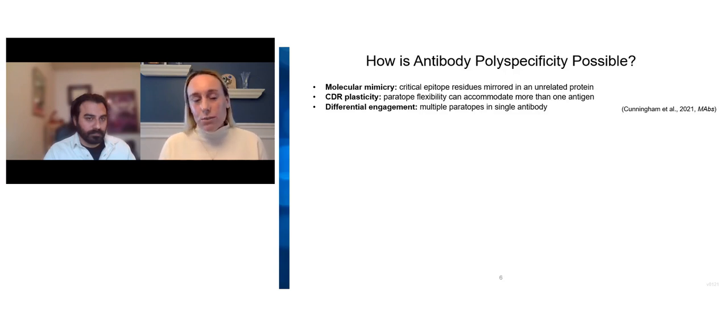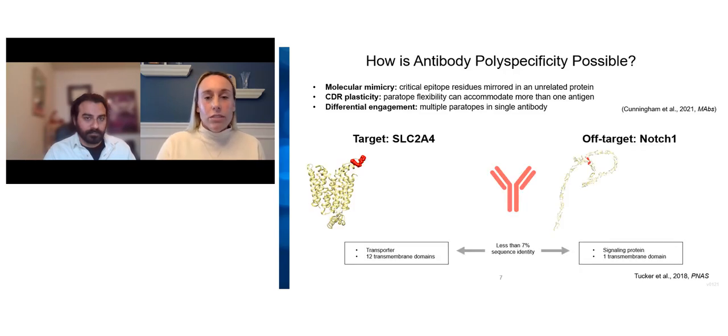In our own studies, we've actually come across an interesting example of molecular mimicry in our own lab. We generated a panel of antibodies against a target called GLUT4, or SLC2A4. And when we profiled this antibody, we found a really unexpected off-target binding interaction to a protein called Notch1. GLUT4 and Notch1 are not family members, they're very unrelated. And if you look at the structure, they're also not very similar at all, and they share less than 7% in sequence identity.